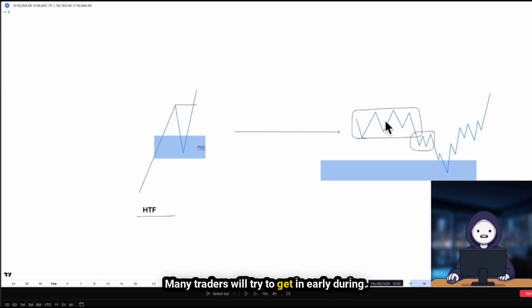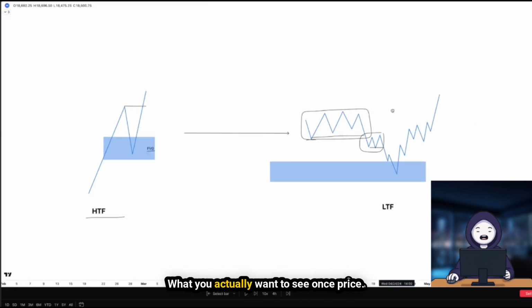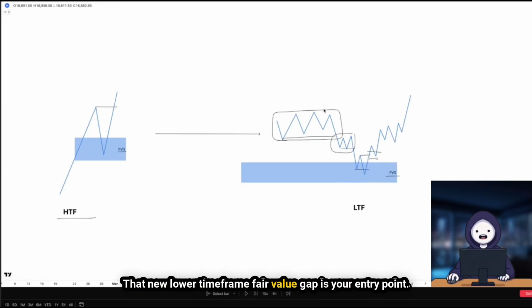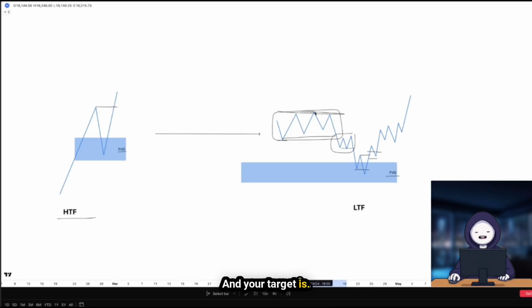Many traders will try to get in early during these consolidation phases and will get stopped out when price briefly dips under each one. What you actually want to see, once price arrives at your higher time frame fair value gap, is a manipulation. A push below the range, followed by a strong displacement that creates a new, lower timeframe fair value gap. That new lower timeframe fair value gap is your entry point, and your target is that higher timeframe swing point. This lets you ride the full move from internal to external liquidity.